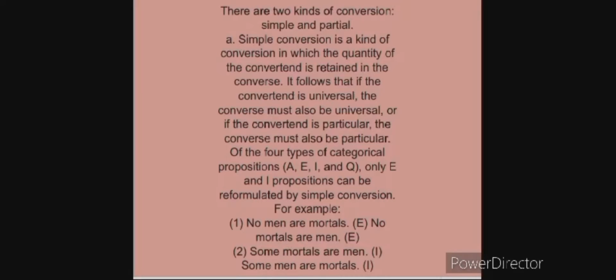So, there are 4 types of categorical proposition, which are the A, E, I, and O. So, only E and I propositions can be formulated by simple conversion. Example dito ay, no men are mortals. No mortals are men. So, ang quantity ng subject at predicate is still there. Same din sa example number 2. Some mortals are men. When converted by simple conversion, some men are mortals. So, the quantity of the proposition still remains.